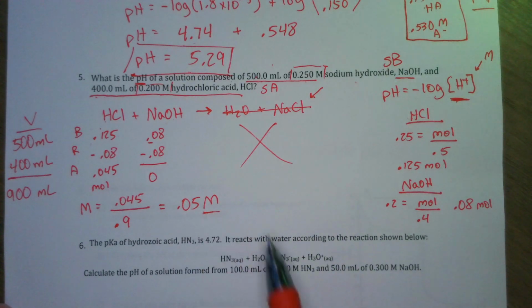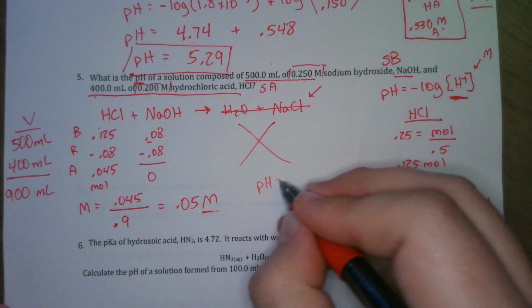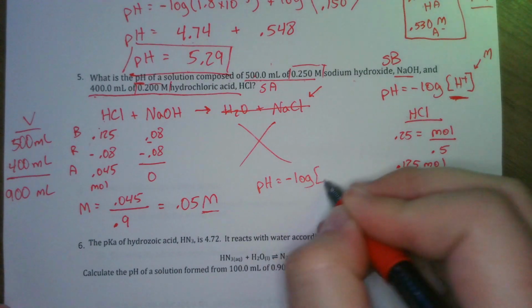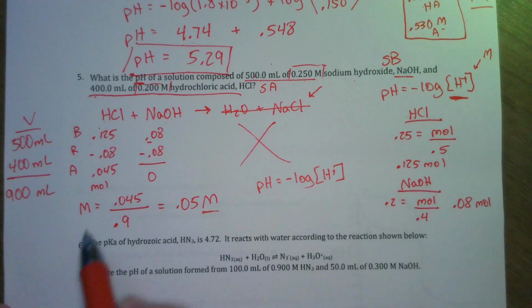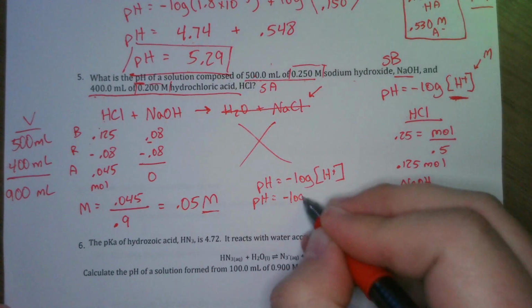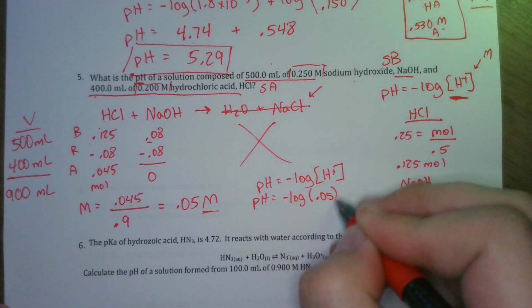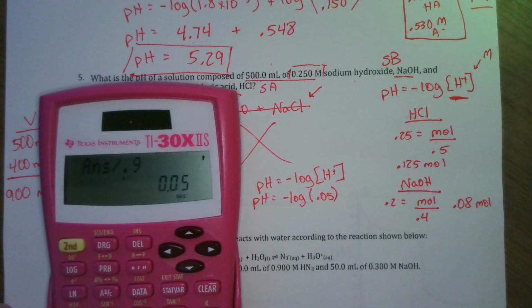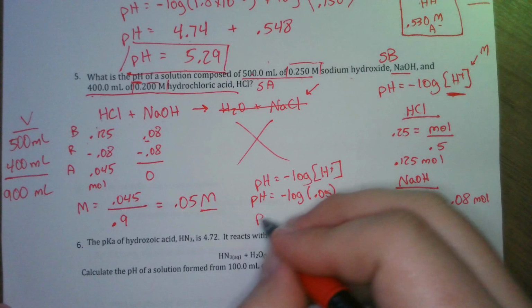Since I have molarity now, I can use the pH formula. This is a strong acid, so I'm just going to immediately use the regular pH formula. Negative log of 0.05. 1.30 is my answer.